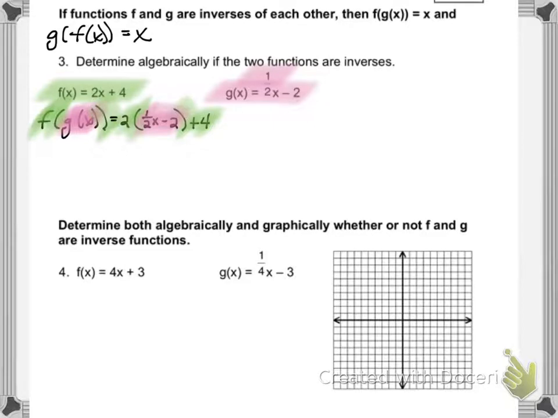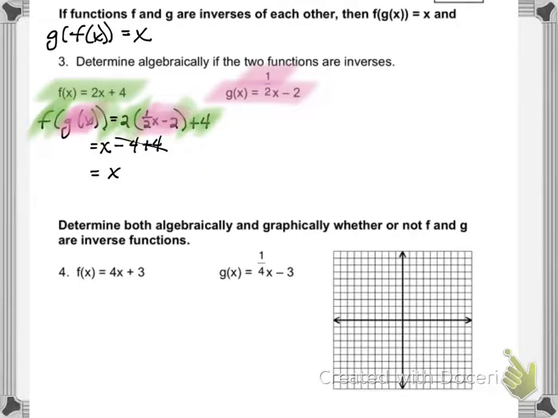It's just 1, so that's going to be x. 2 times negative 2 is minus 4 plus 4. Those add to be 0, and so when I compose these functions and put one into the other, my answer is x. And that's what you want to get. If they're inverses of each other, you're going to get x. But now we have to do it the other way.